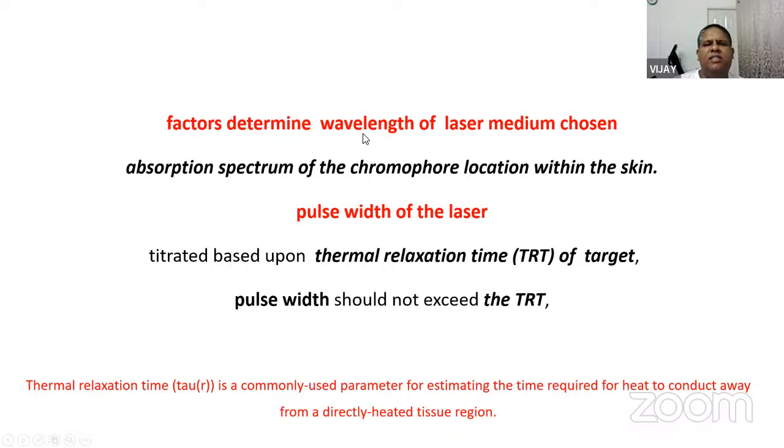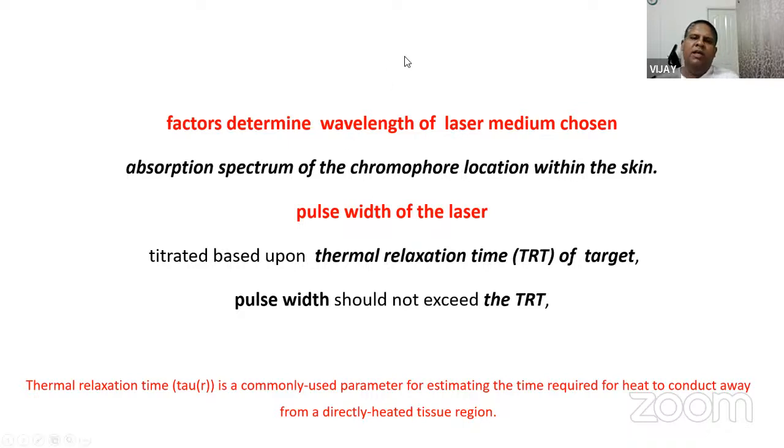The factor which determines the wavelength of the laser is the absorption spectrum of the chromophore located within the skin. So where is this chromophore? Whether it is a tattoo pigment, deep or superficial, whether it is the melanin pigment, or whether the laser is targeting the hemoglobin, where it is present actually decides the wavelength. That is why few wavelengths are used for few conditions. Few wavelengths are used for laser hair removal, few for vascular lesions, and few for tattoo removal, etc.